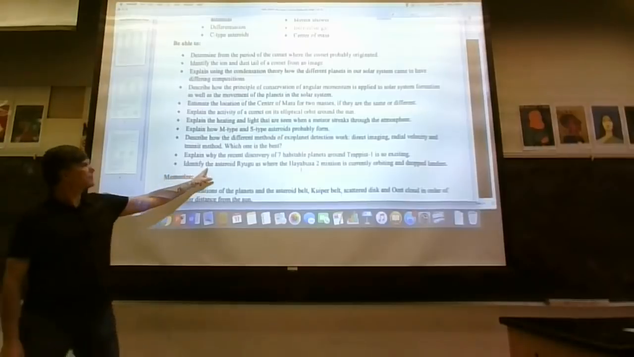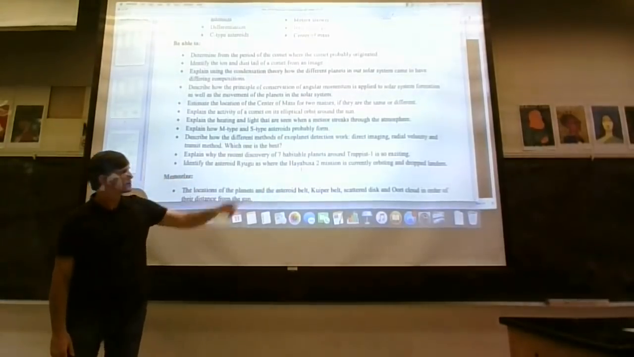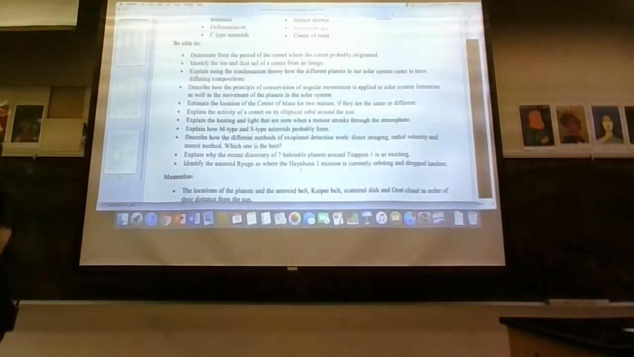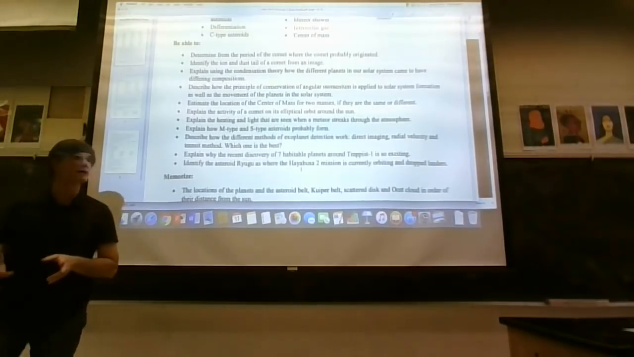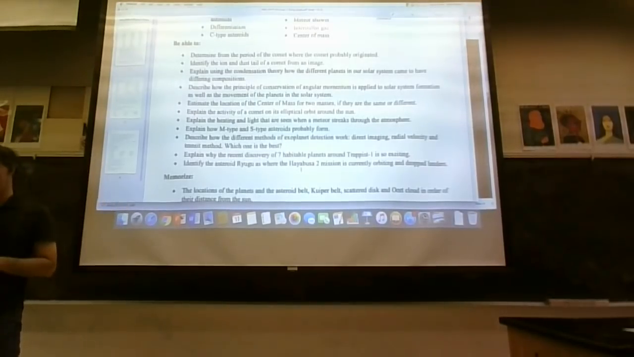Explain why the recent discovery of 7 planets around TRAPPIST-1 is so exciting. Three of those planets are in the habitable zone. So it means that we can find planets now that are perhaps Earth-like. We don't know that for sure because we haven't seen the signature of water, but they could have liquid water at their surface. And that's one of the requirements we think for life. So you're looking for places that could have life. There you go. There are some places.